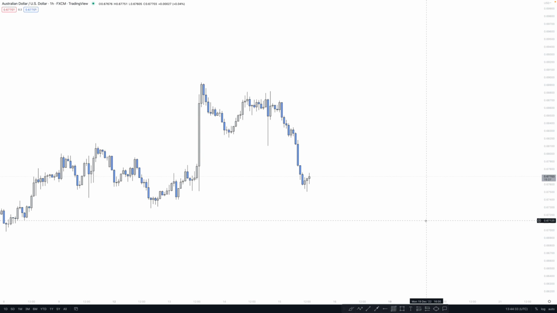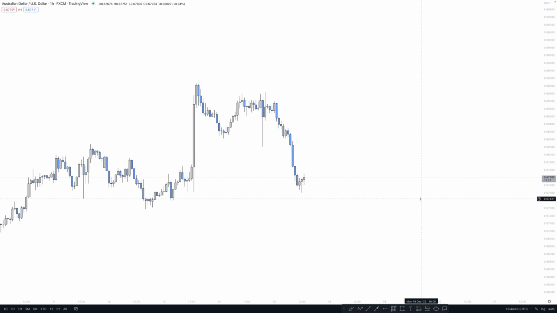AUD/USD, my favorite pair to trade. Okay, so this is my favorite pair. I love AUD/USD, so I love aggressive reversals on AUD/USD. And again, this is an example, guys, of why you should have your own trade plan. Some community members do not like to trade reversal trades aggressively.